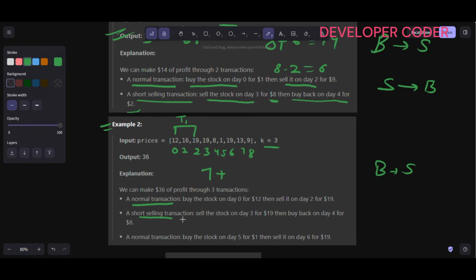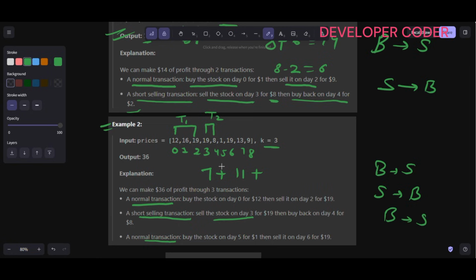Now next is a short selling transaction. First sell and then buy. So sell the stock on day 3 for $19 and buy back on day 4 for $8. This is transaction T2. So 19 minus 8 is nothing but 11, right? Clear? And a normal transaction, buy and then sell.